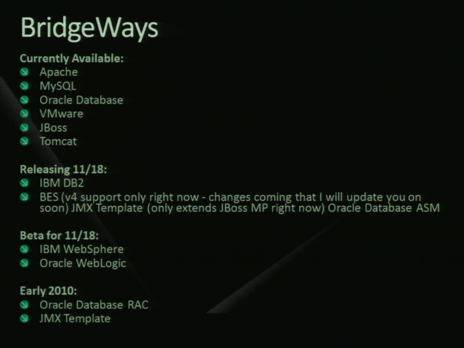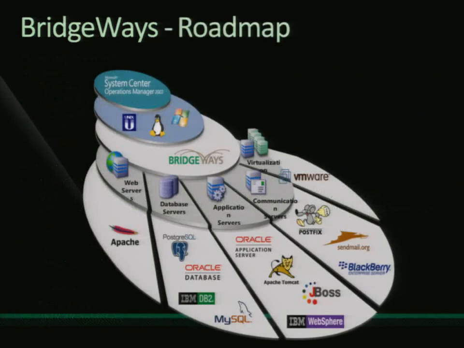In a week or so, they're releasing DB2, Blackboard Enterprise Server. Beta will be IBM WebSphere, WebLogic from Oracle, and then early next year, they're going to release RAC as well as JMX. And this will give you an idea of where they're going. So they're looking at other things like PostgreSQL and Postfix, Sendmail.